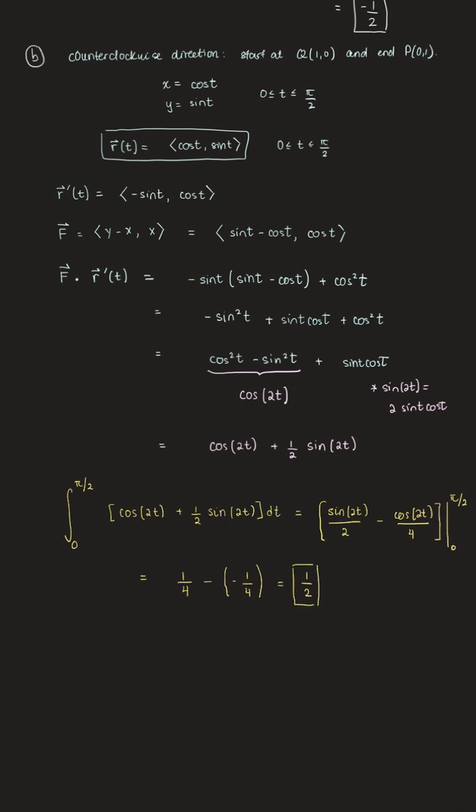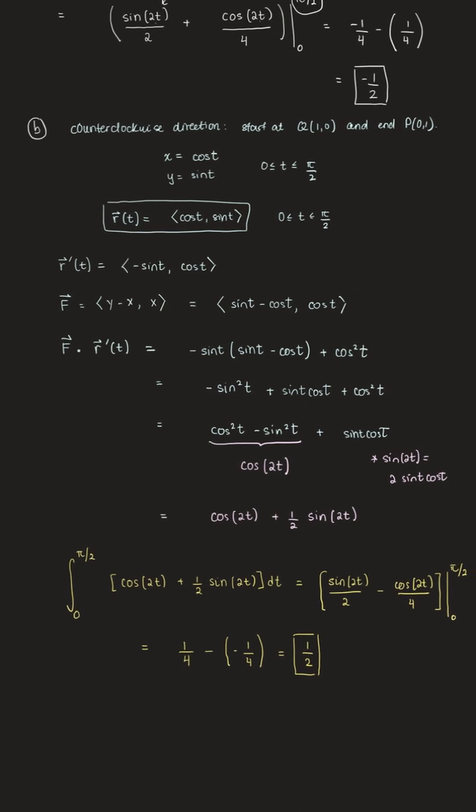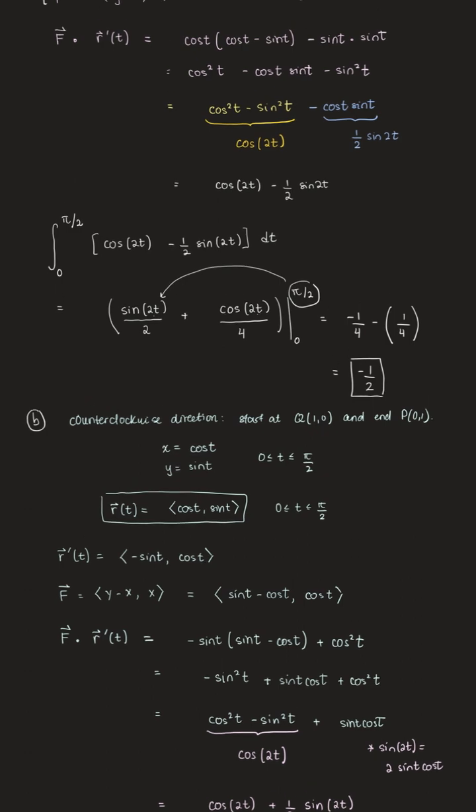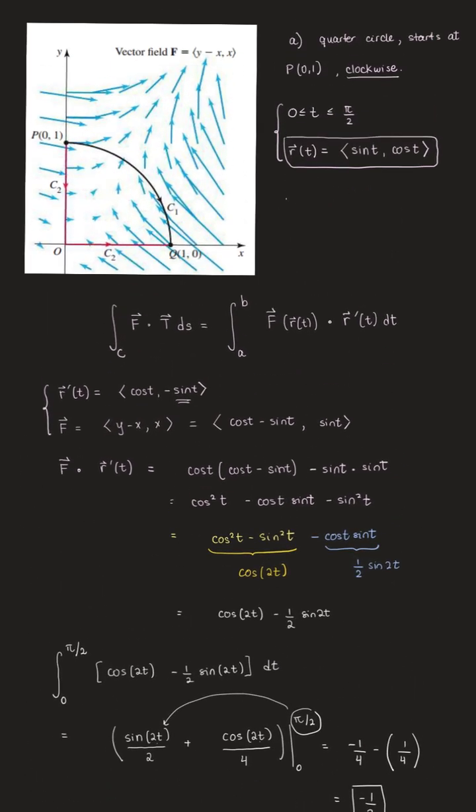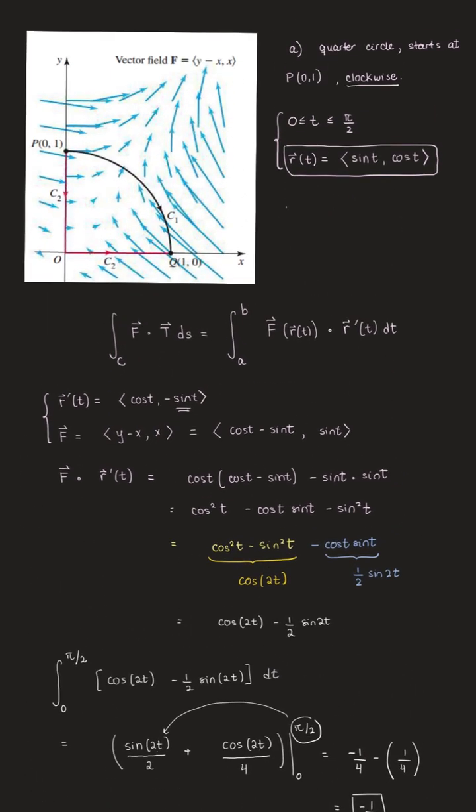And so I'm going to have to end this video here. We'll do the third part in the next video. But what I do want you to notice is that when we integrated the vector field over the curve in the clockwise direction, the quarter circle, we got a -1/2. When we integrate the same vector field over the same curve but in the opposite direction, we got a +1/2.